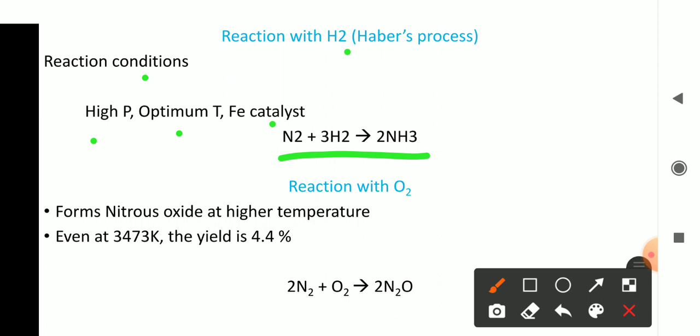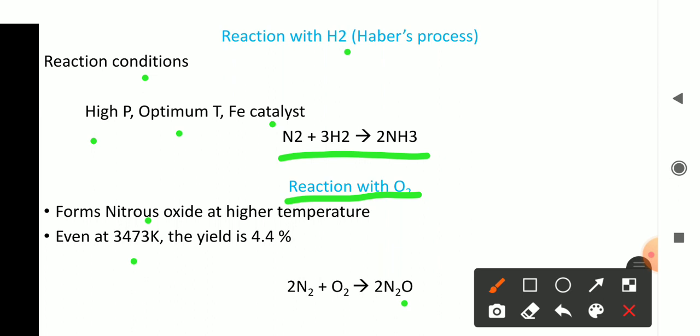Then come to the next reaction, that is reaction with oxygen. When nitrogen is allowed to react with oxygen, the product is nitrous oxide. What is the formula of nitrous oxide? N2O is the formula of nitrous oxide. This reaction also has to be maintained only at higher temperature. And here there is a speciality. Even if it is heated at a higher temperature, look at the temperature, 3473 Kelvin, even at this high temperature the yield is very poor, only 4.4%.